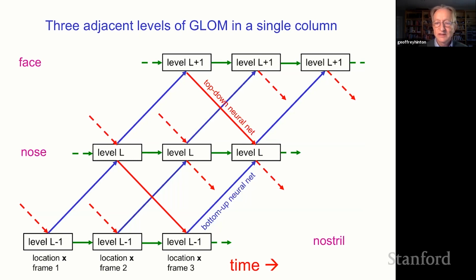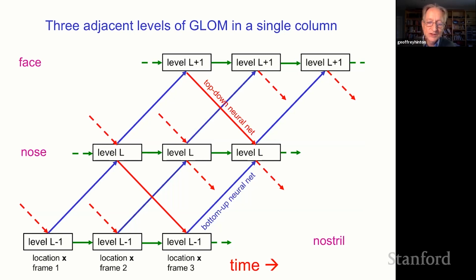The red arrow is a top-down neural net. So the red arrow is predicting the nose from the whole face. And again, it has a couple of hidden layers to do coordinate transforms. Because if you know the coordinate frame of the face, and you know the relationship between a face and a nose, and that's going to be in the weights of that top-down neural net, then you can predict that it's a nose and what the pose of the nose is. And that's all going to be in activities in that embedding vector.